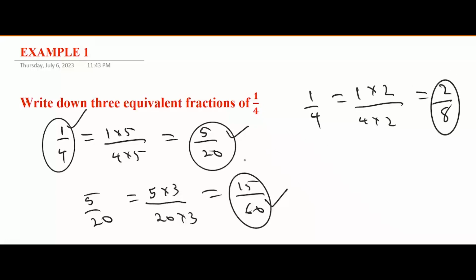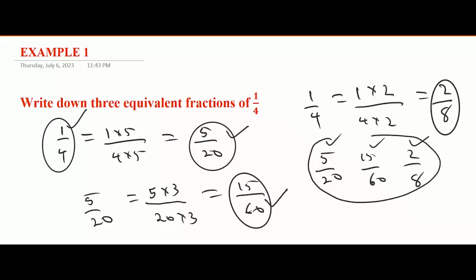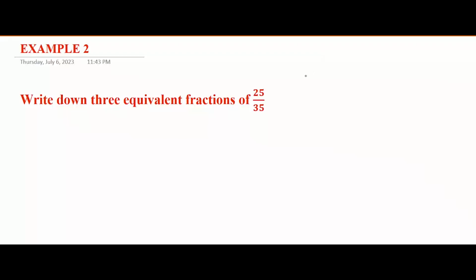So the three equivalent fractions of 1 over 4 we got are 5 out of 20, 15 out of 60, 2 out of 8. So if you reduce these to lowest form, you will get 1 out of 4. That means all these are equivalent fractions of 1 out of 4. So let's look into the second one, and that will be the end of this video.